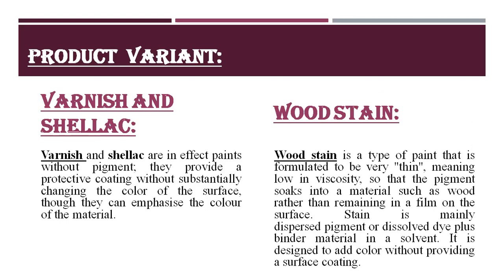Next, wood stain. Wood stain is a type of paint that is formulated to be very thin, meaning low in viscosity, so that the pigment soaks into a material such as wood rather than remaining in a film on the surface. Stain is mainly dispersed pigment or dissolved dye plus binder material in a solvent. It is designed to add color without providing a surface coating.